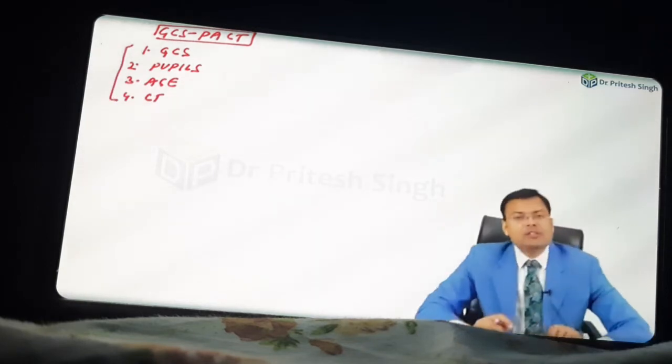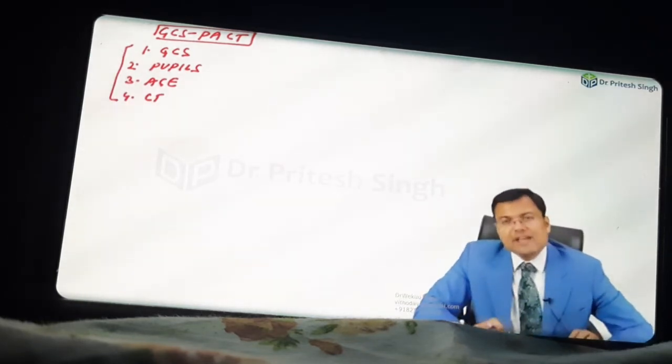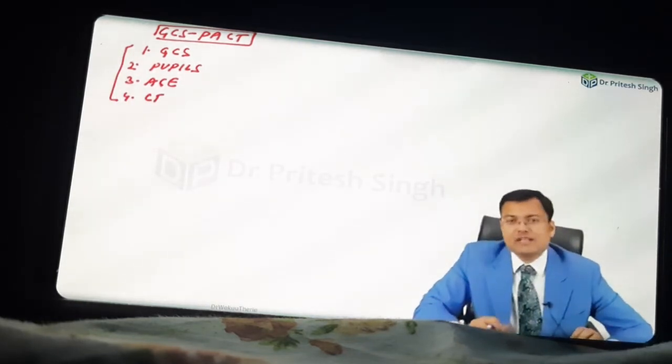Next is GCS-PACT. What are the components of GCS-PACT? First, Glasgow Coma Scale, P, pupils. Third, A means age, and fourth, CT. So these are the 4 components of GCS-PACT. This is very, very important, and for the last 2 years, these kind of questions are frequently asked in AIIMS.